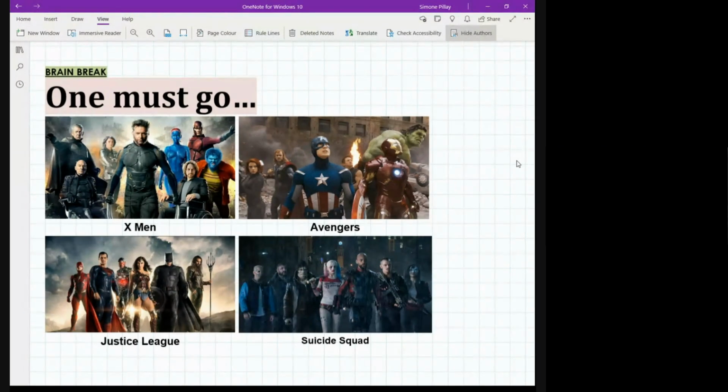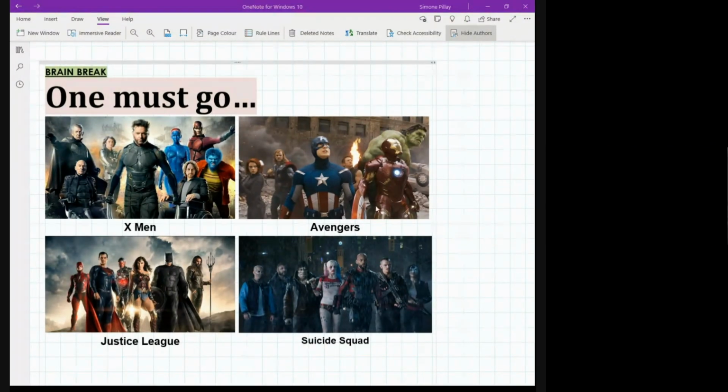Personally, I don't know what my answer to this is. I think Suicide Squad, right? I grew up on X-Men. Avengers is pretty cool. Justice League, I also sort of grew up on the SABC2 cartoons of Justice League. So Suicide Squad was never relevant until recently. So Suicide Squad must go. That's my take. Let's see our hands.